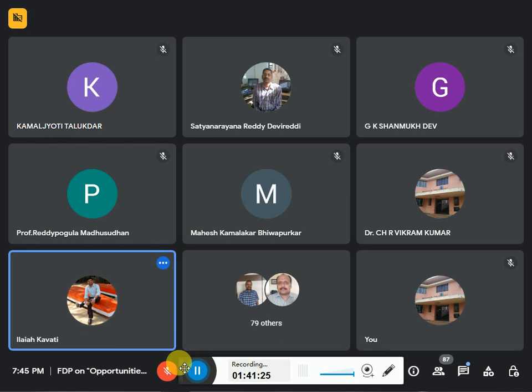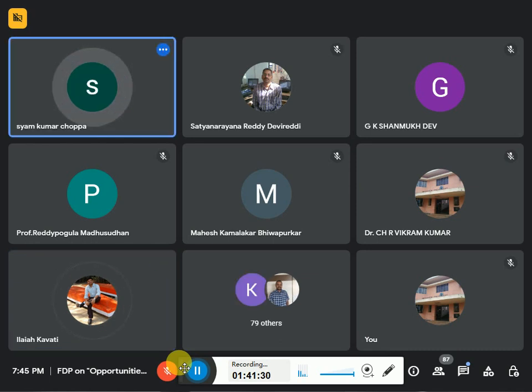Any other questions, please? Sir, generally there are two types of unsupervised learning. First one is clustering and second one is association. What is the main difference between clustering and association?